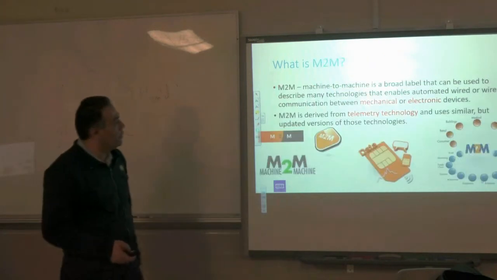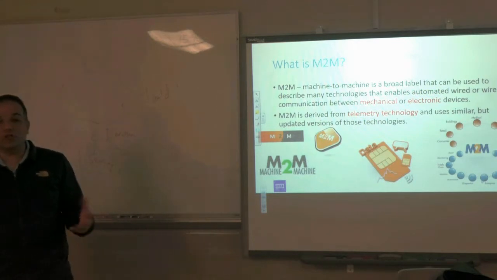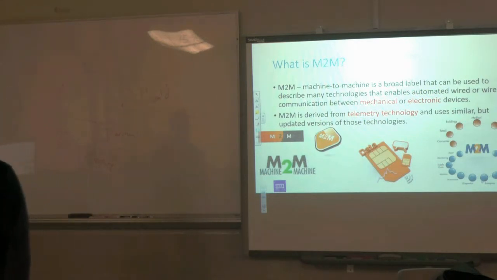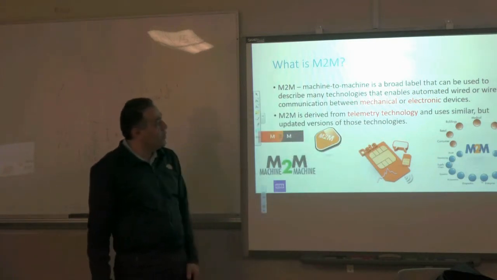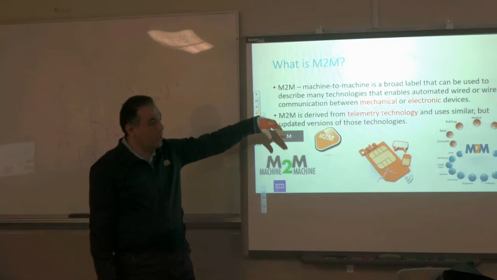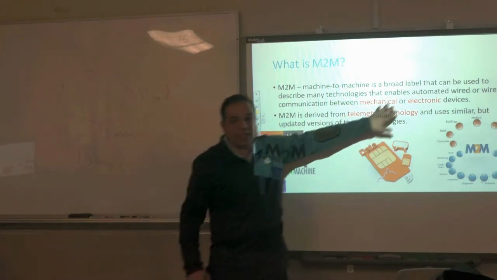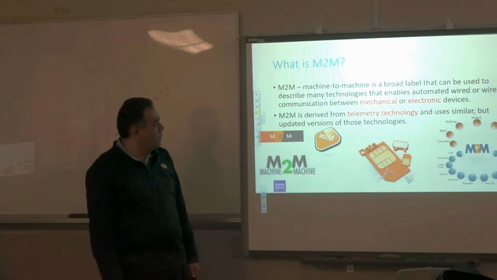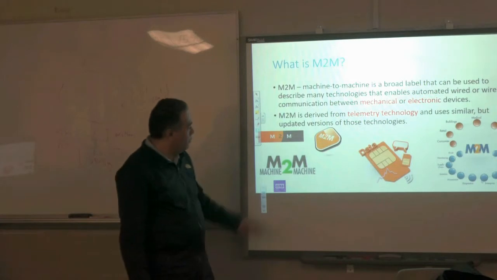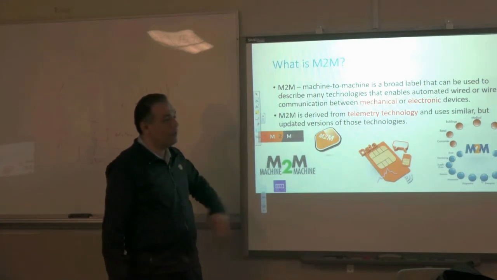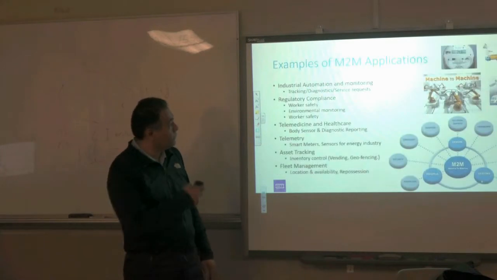So we all heard about M2M, machine-to-machine communication, way before the Internet of Things, because at that time we did not care about connecting devices to the Internet, but rather connecting them together. M2M is a broad label that can be used to describe many technologies that enable automated wired and wireless communication between mechanical and electronic devices. It started from telemetry technology, but now we don't hear a lot about M2M. We hear about the Internet of Things.